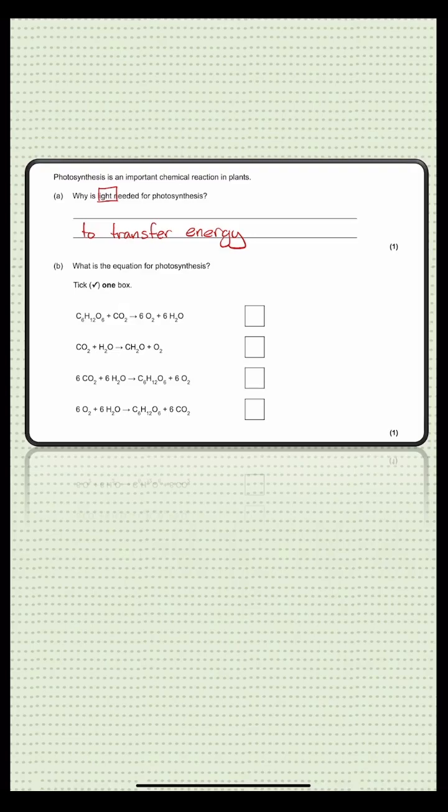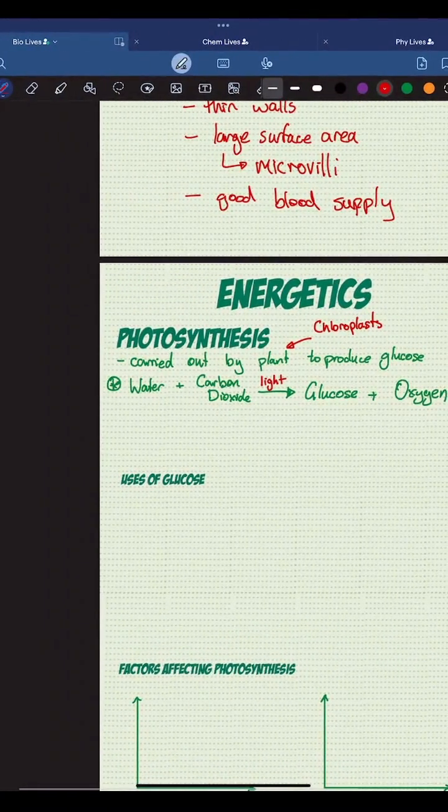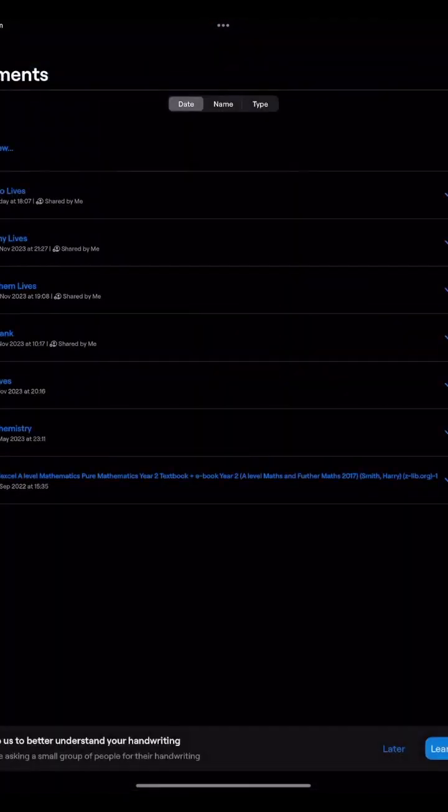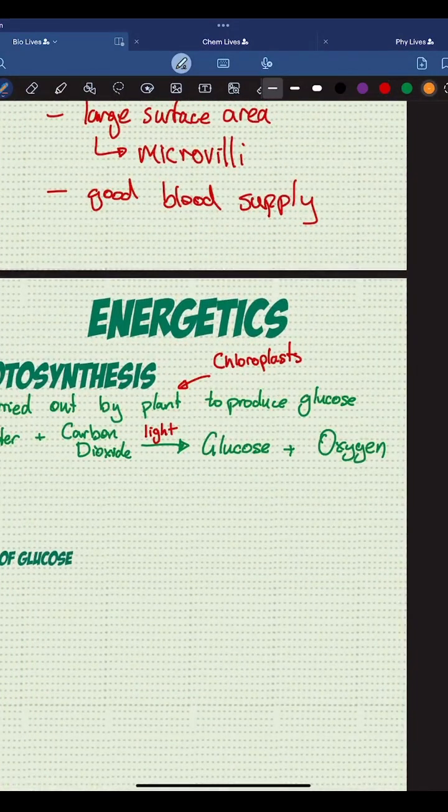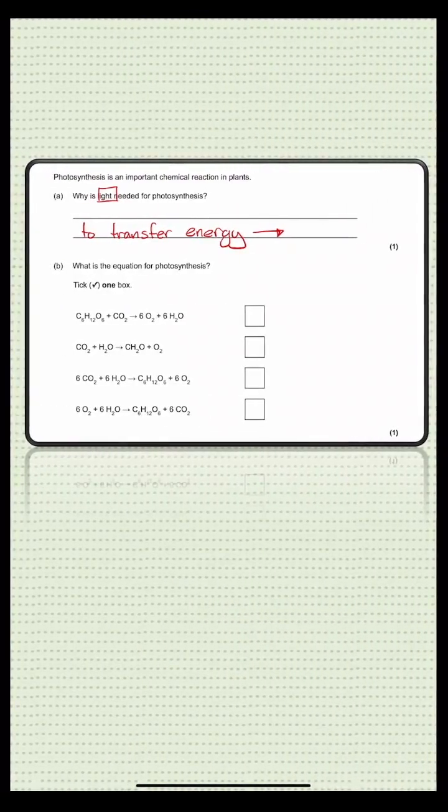I wouldn't say it's activation energy. The reason it needs to transfer energy, it needs to take in energy, is because of what type of reaction it is. This is chemistry as well. What type of reaction is one where energy is taken in? Does anyone know? It's an endothermic reaction. Yep, exactly. So it takes in energy. What else can we say? We can say it's an endothermic reaction. Let me go back to these notes. Add that in as well. Endothermic.